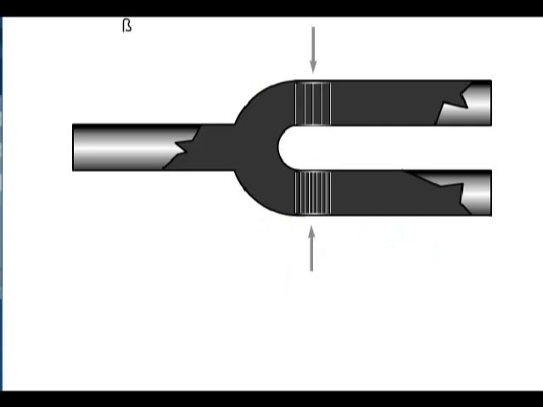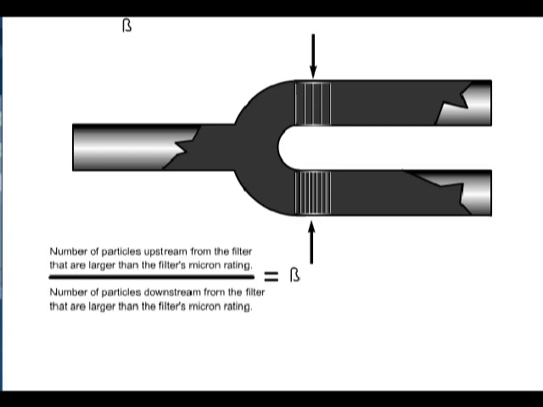Filtration devices are used to filter particles out of the system's fluid. A filter's efficiency is rated with a beta ratio. The beta ratio is the number of particles upstream from the filter that are larger than the filter's micron rating, divided by the number of particles downstream larger than the filter's micron rating.